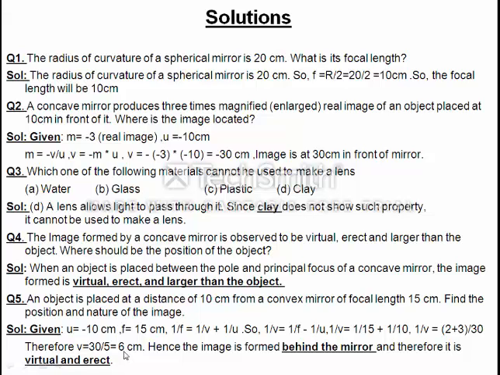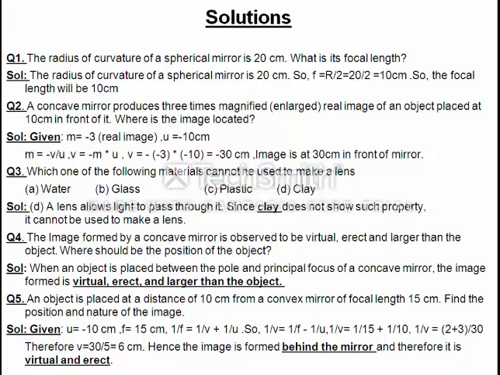Since v is positive, the image will be virtual, and a virtual image is always erect. Since v is positive, the image is on the right side of the pole, so the image is behind the mirror. So by seeing v, we can identify the nature of the image and where the image is formed.